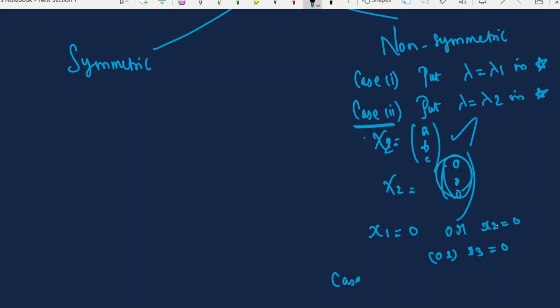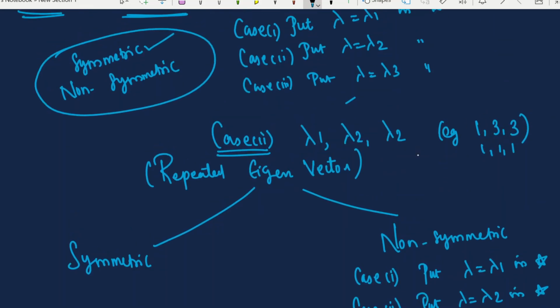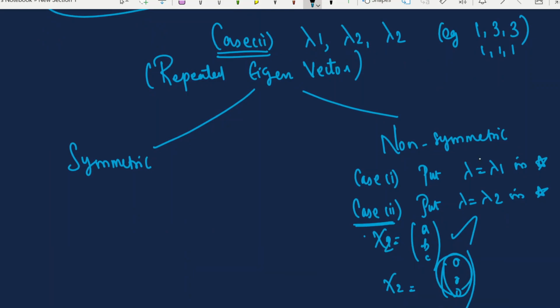Case 3. Suppose in case 2 I am taking x1 equal to 0. In case 3 you have to choose either x2 equals 0 or x3 equals 0. This is the process when your eigenvalues are repeated and the matrix is non-symmetric.